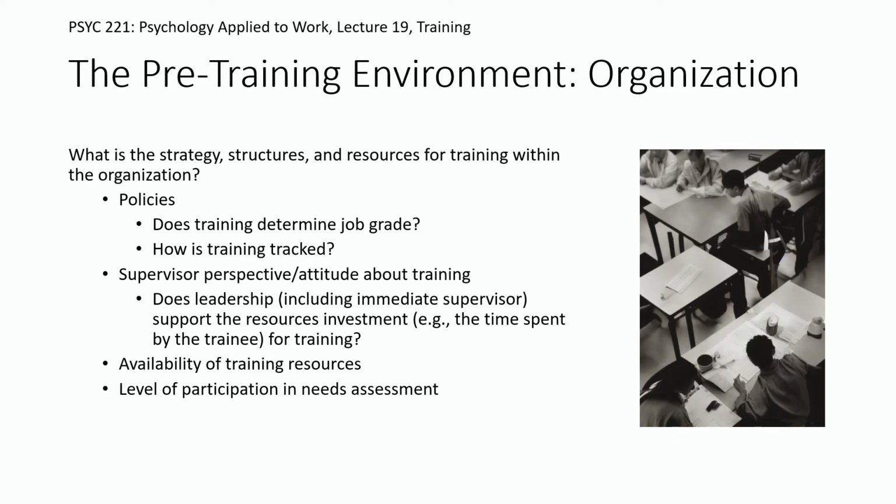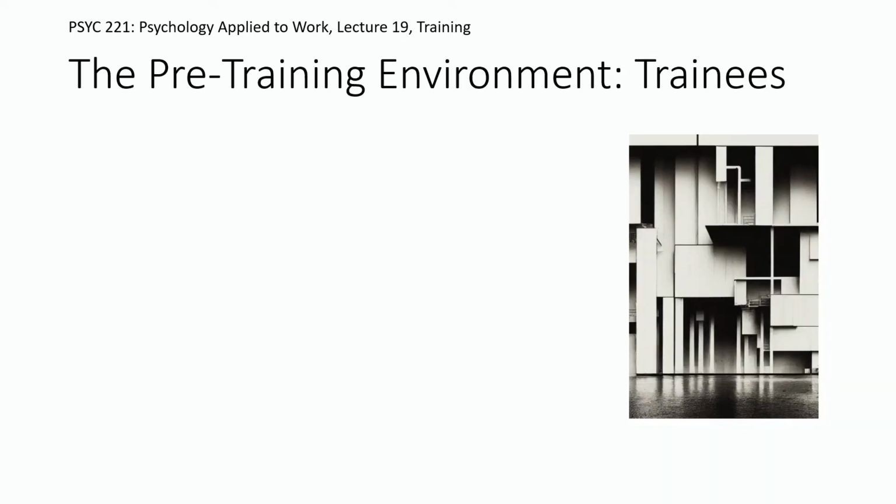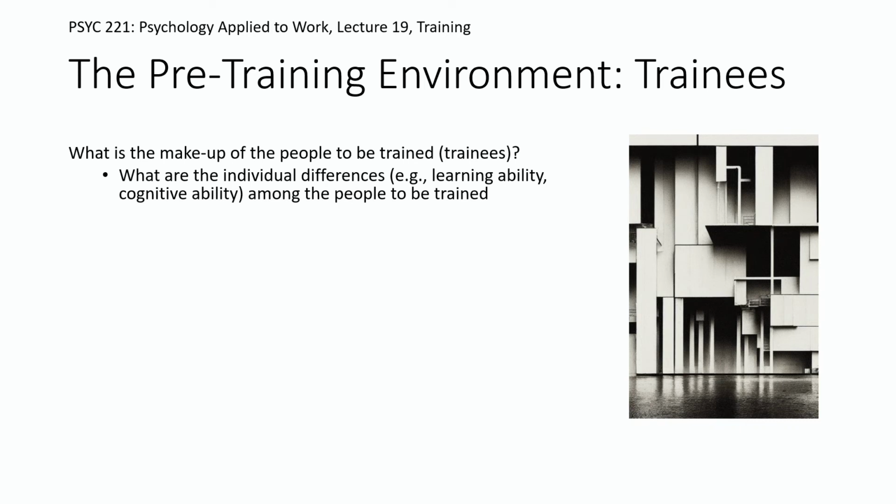That can also be, and we'll talk about that in a little bit, to what extent you had the person who is going to be trained involved, at least at some level, in the determination of whether they needed that training. All right, so now we'll continue with the pre-training environment and talk about the people being trained, the trainees. What's the makeup of the people being trained? Can everybody learn in a classroom environment, or are a bunch of people remote? Do people have disabilities? What is the general individual difference among the people to be trained?